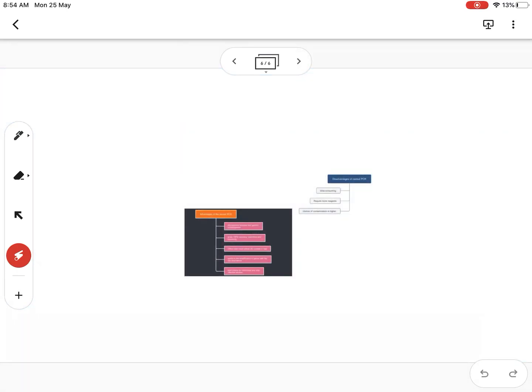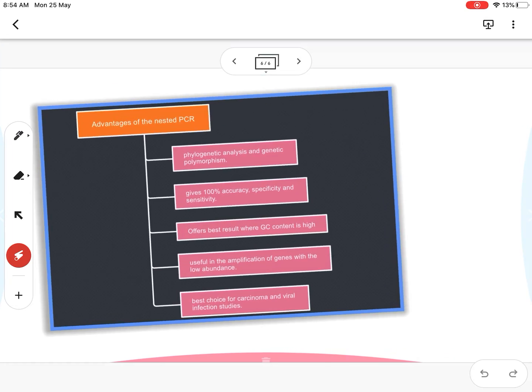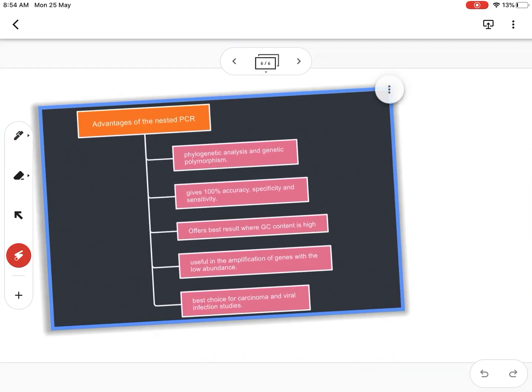So there are certain advantages of nested PCR. Nested PCR is used in the study of phylogenetic analysis and genetic polymorphism. Generally in such studies, certain genes are amplified in the DNA sequence. The DNA sequences are usually very long, and with the help of nested PCR we can minimize the problems of non-specific binding, and we can properly study the genetic polymorphism. It gives 100% accuracy, specificity and sensitivity.